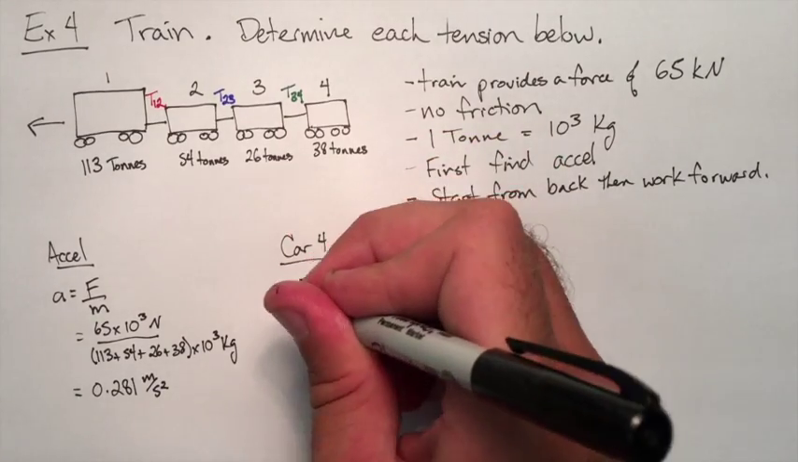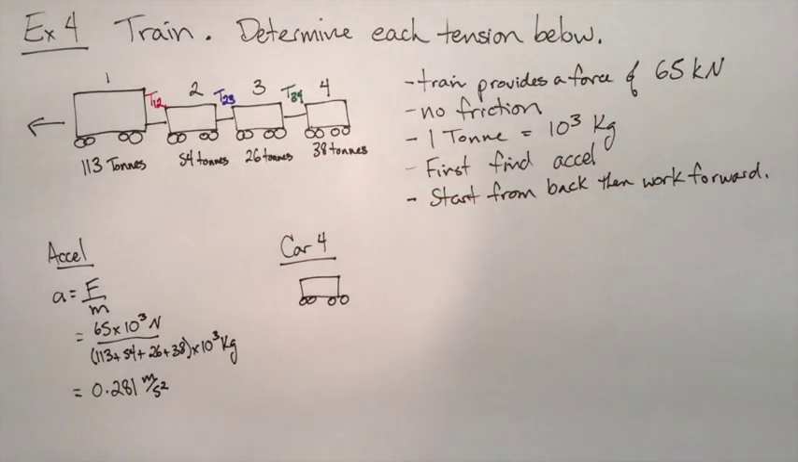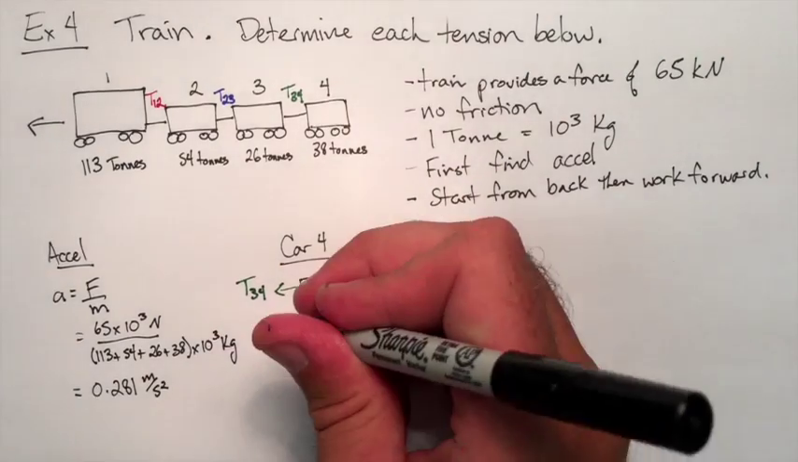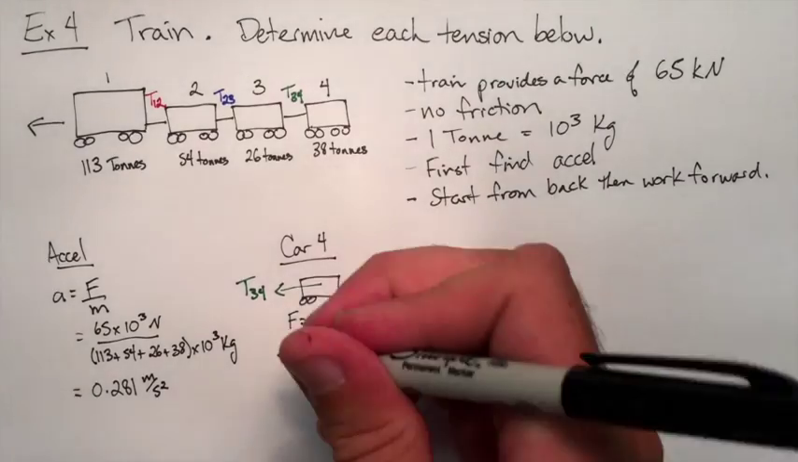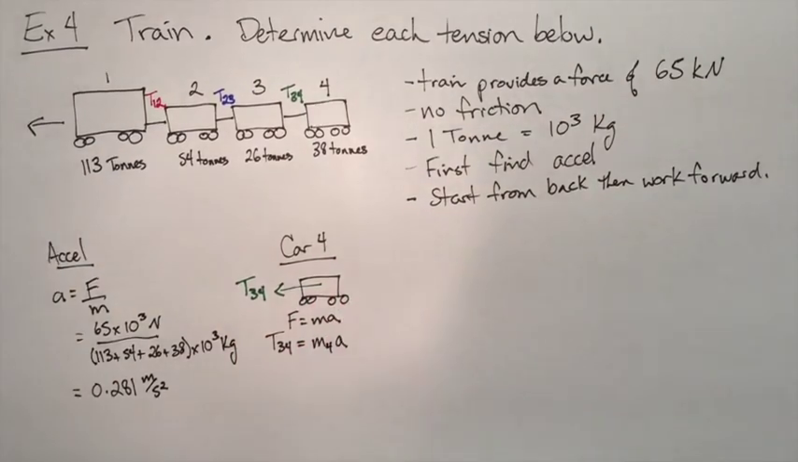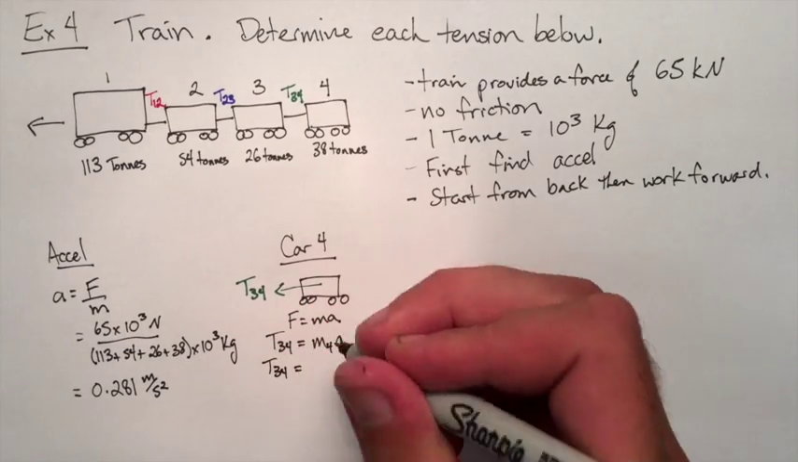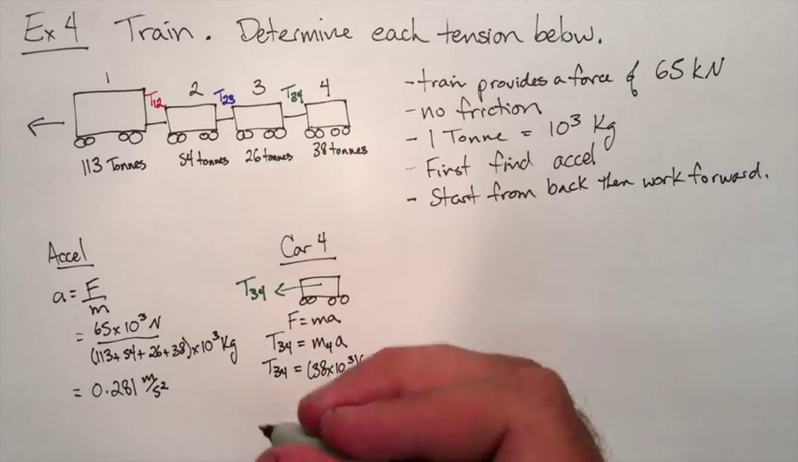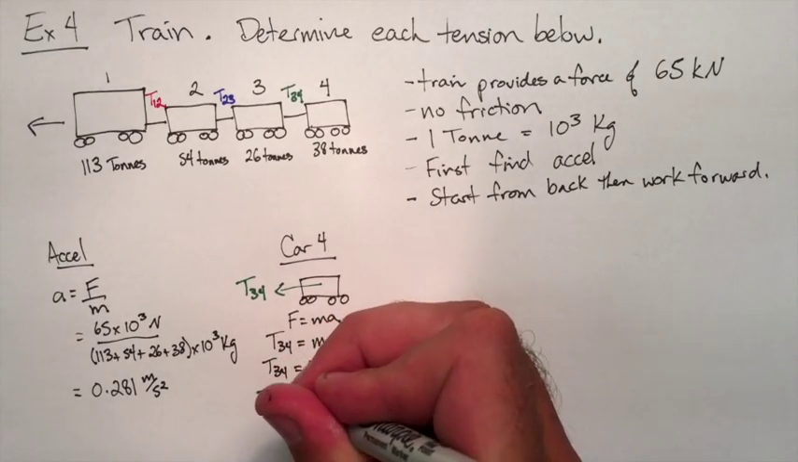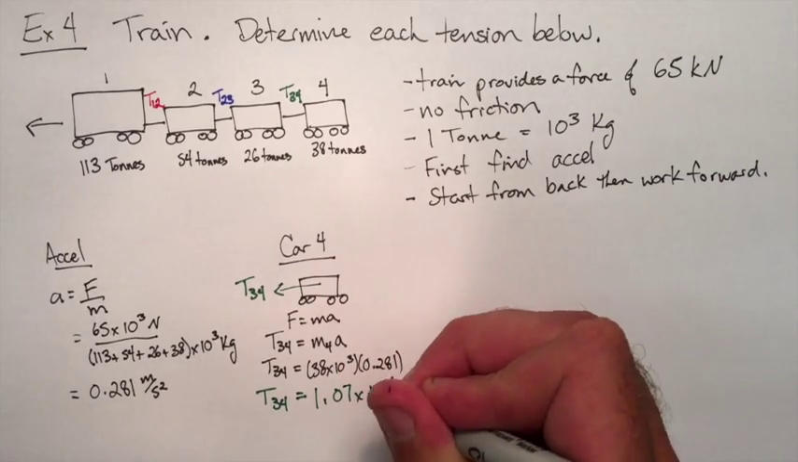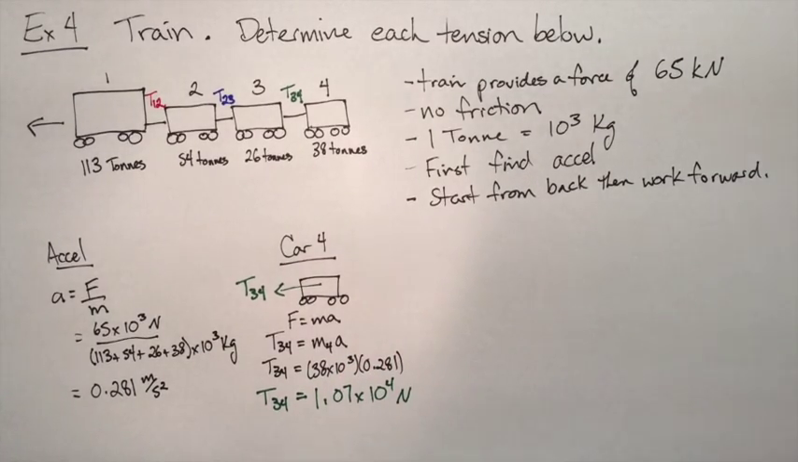Next, again, starting from the back, let's look at a free body diagram for car 4. The only force is going to be T34 that's pulling it forward. So F equals ma for that car. T34 is going to be the only force. M4A is going to be on the back side. So solving for T34, we put the mass in. We found the acceleration, so we'll put that in. We find tension here is 1.07 times 10 to the 4 newtons.